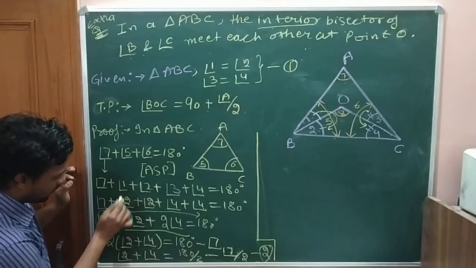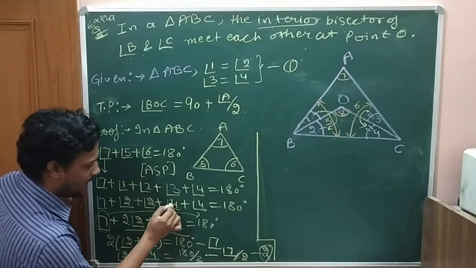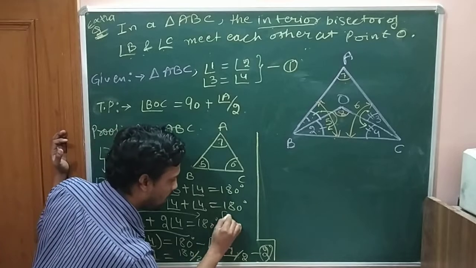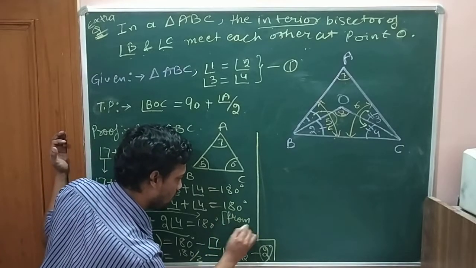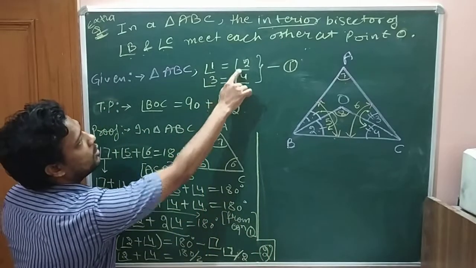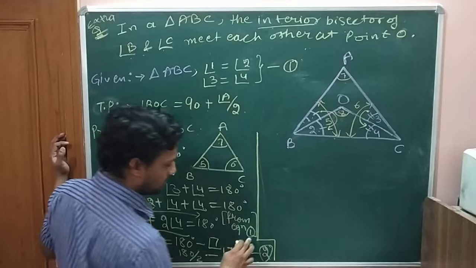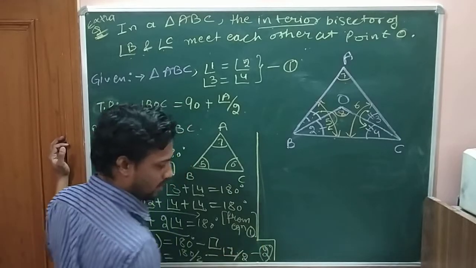And please write here, we have written angle 2 instead of angle 1 and angle 4 instead of angle 3. So write here from equation 1, because angle 1 is equal to angle 2 and angle 3 is equal to angle 4. From equation 1. Clear?